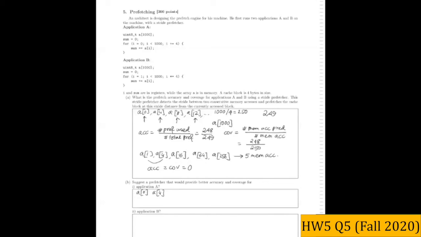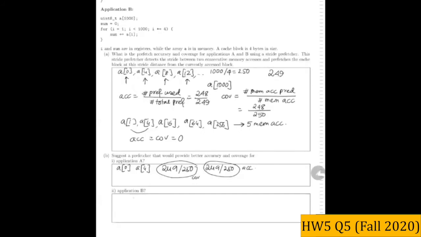Hence, in this application A, a next block prefetcher would successfully prefetch 249 out of 250 memory accesses, and 249 out of 250 prefetches would be correct. So in this case, the prefetcher's accuracy would be 249 upon 250, and the prefetcher's coverage would be 249 by 250 again. So a next line prefetcher would work better than a stride prefetcher for application A.